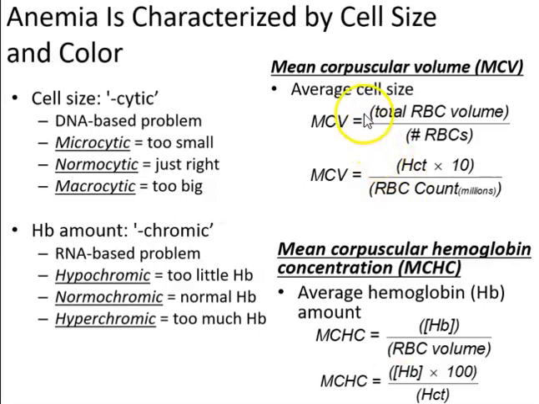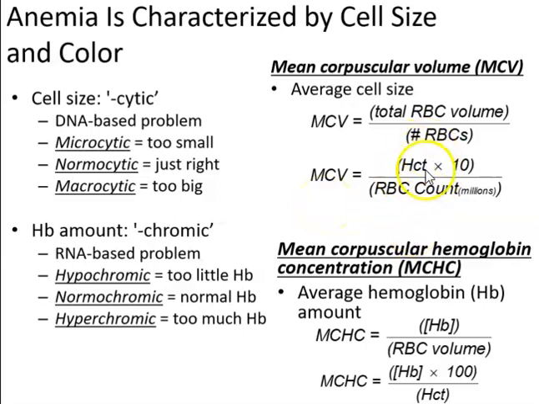So don't forget to go over these different formulas that we use to calculate both mean corpuscular volume, MCV. This is the average cell size. And then we use mean corpuscular hemoglobin concentration to calculate the average hemoglobin amount within the cell. So we use this formula, mean corpuscular volume.